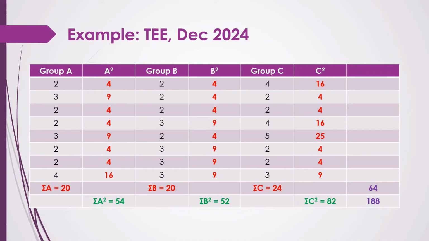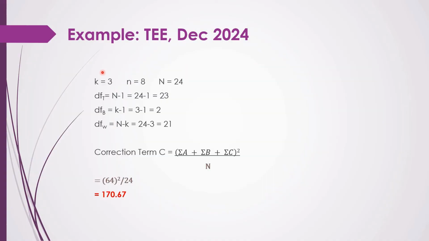Once this table is ready, next we go and calculate the degrees of freedom. Our K is the total number of groups, 3, n is the number of observations in each group, 8, capital N is 8 into 3, 24, which is the total number of observations. Total degree of freedom is capital N minus 1, 24 minus 1, which is 23. Degrees of freedom between the groups is K minus 1, which is 3 minus 1, 2. And degrees of freedom within the groups is capital N minus K, which is 24 minus 3, 21. We have all these values.